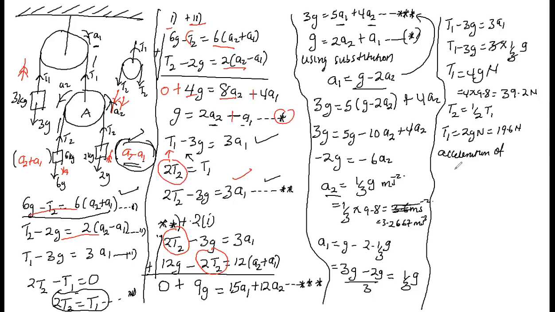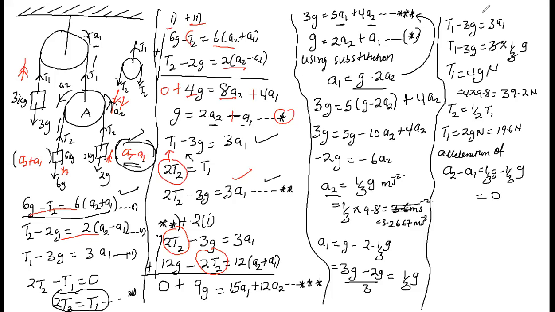It's A2 minus A1. Lovely. It is A2 minus A1, which will give us a third G minus a third G. Because they are the same, the answer is 0. It means the 2 kilogram mass is not moving in this situation.